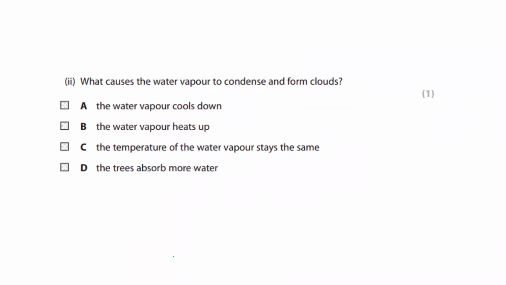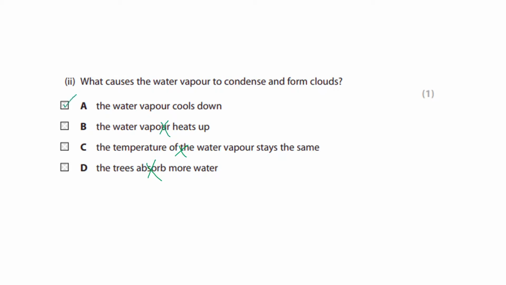What causes the water vapor to condense and form clouds? So once it's already water vapor, it's like steam really. So what happens to it? Trees absorb water, so do trees. Temperature of the water vapor stays the same. No, the water vapor heats up. If the water vapor heats up, it'll just keep being hotter steam. So it's not that. So it cools down.